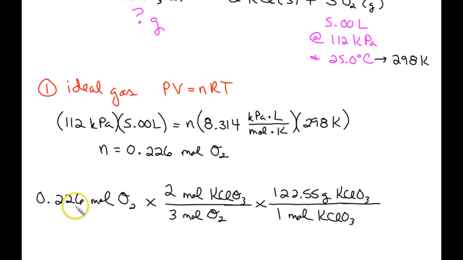So you should do 0.226 times 2 times 122.55 divided by 3, and rounded to 3 sig figs is 18.5 grams of KClO3.